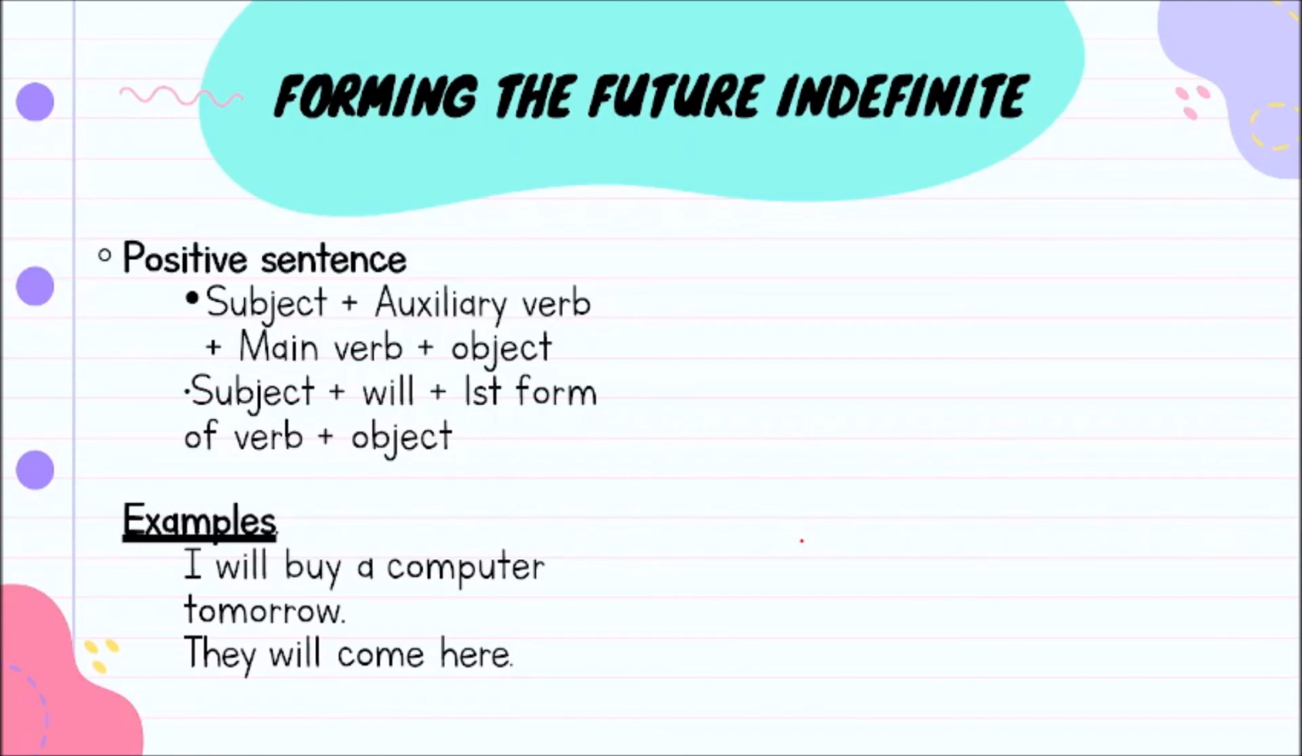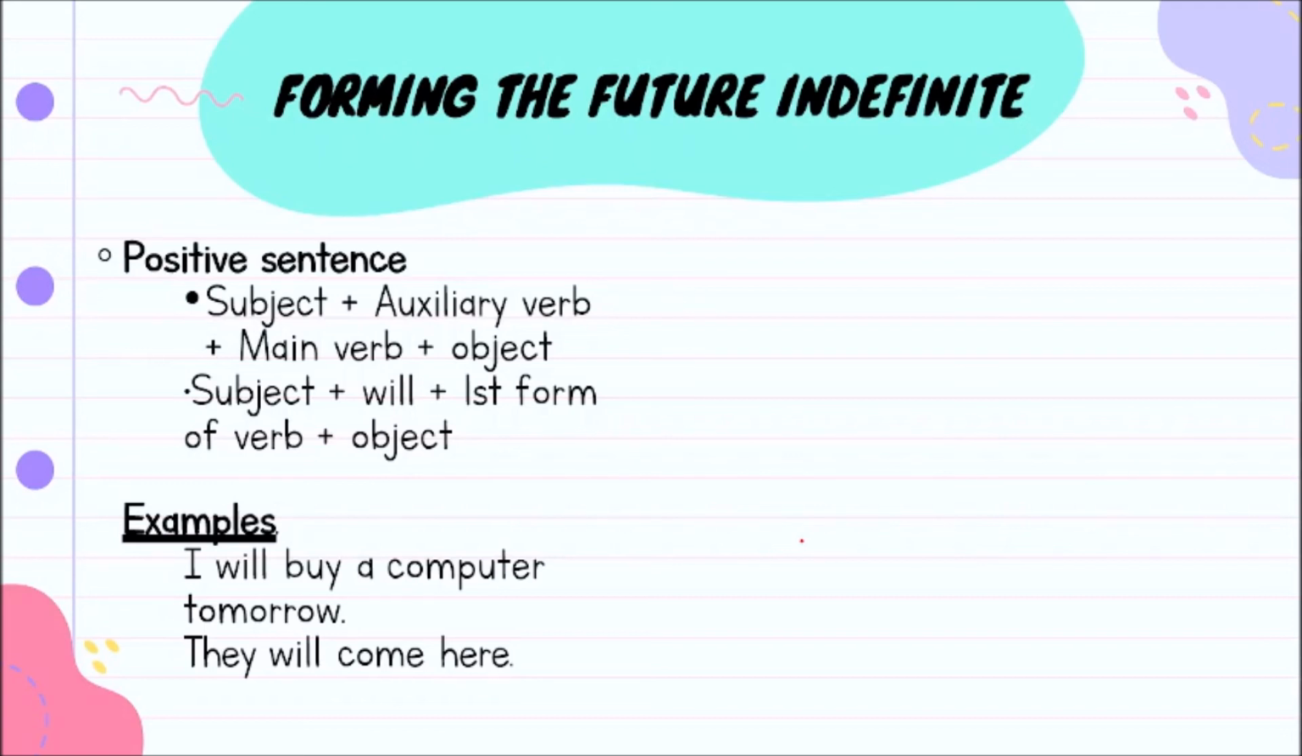Forming the future indefinite. Positive sentence. So we should have the subject plus the auxiliary verb plus the main verb plus the object. Again, subject plus will plus the first form of the verb plus the object. For example, I will buy a computer tomorrow.